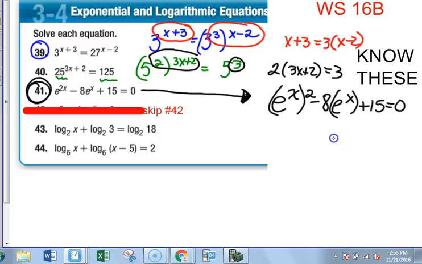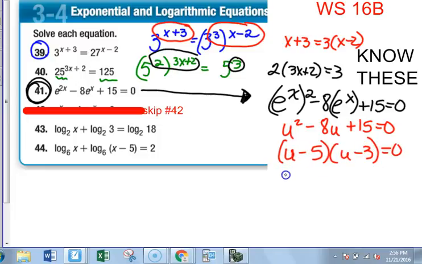I don't know why they use the letter U, but they do. You can use any letter you want. But basically you're saying this thing squared minus 8 of those things plus 15 equals 0. Some of you can factor e to the x and e to the x. It's fine. But some of you don't see that and it doesn't make any sense. So if you do this, then you're like, oh, easy, I can factor that. U minus 5, U minus 3. Everybody okay?